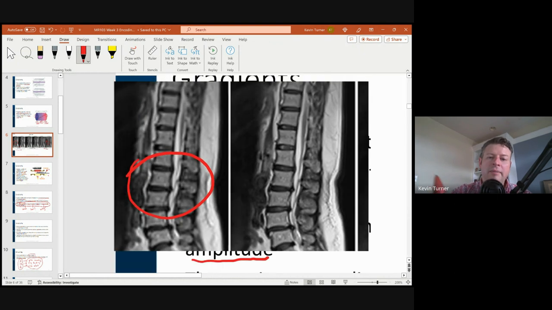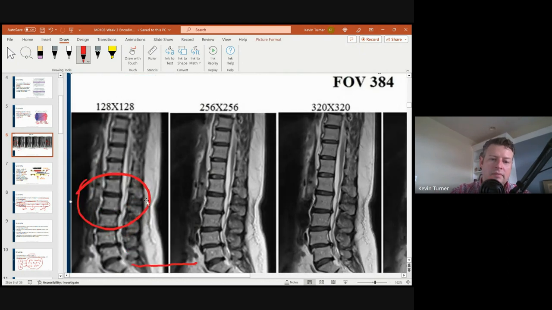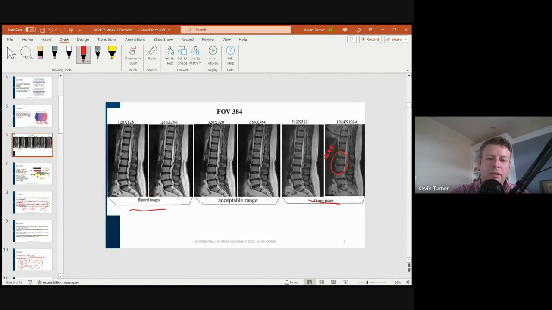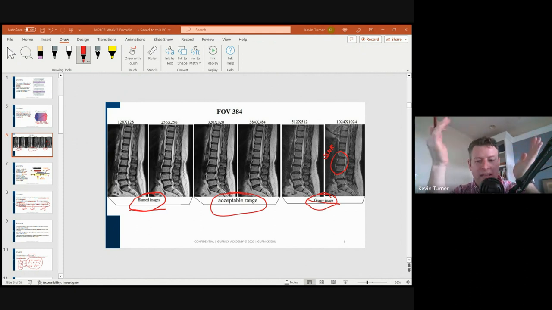So when we look at this image, you'll see where we have blurred images, and over here we have grainy images, and in the middle, we have the acceptable range, right? The Goldilocks concept. This one's too hot. This one's too cold. This one's just right. And we're constantly trying to balance things. We do not want noise. It is a signal-to-noise ratio. We want lots of signal, very little noise.